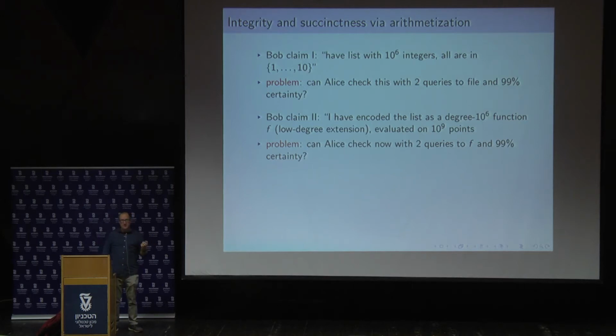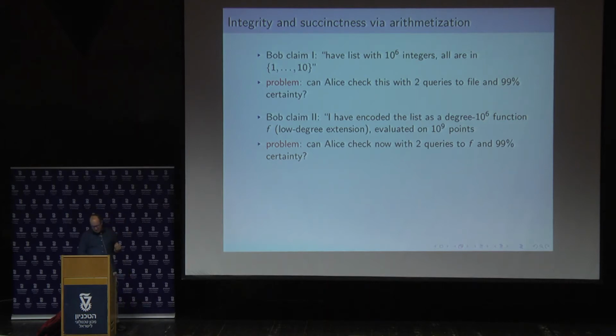So now it's a list of length 1 billion. It's the original list, but it has a whole bunch of other entries that are related to those. Can she check it with 2 queries? Does anyone want to venture a guess?